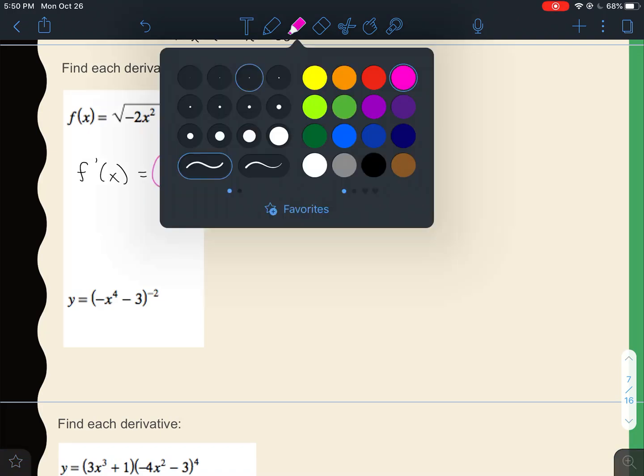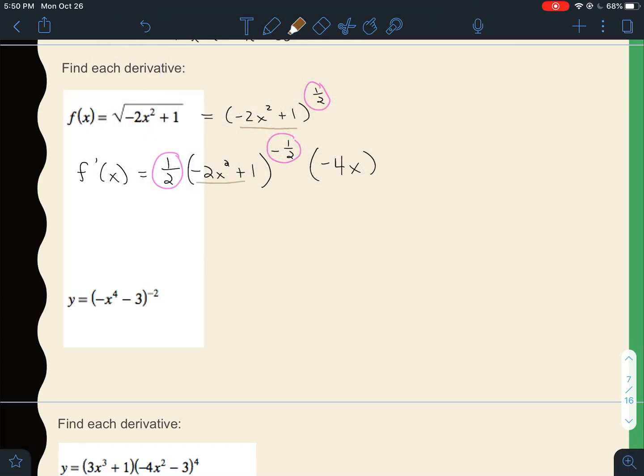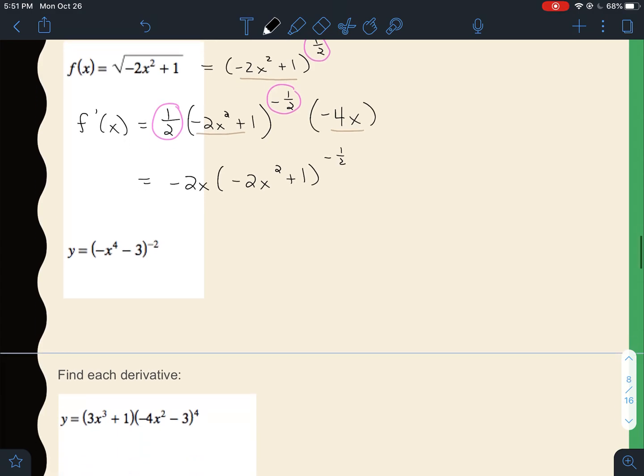So here's the derivative of the outside, and then I left the inside alone, and then here's the derivative of the inside. If I were to multiply this, 1/2 times negative 4x is negative 2x, and then times negative 2x plus 1 to the negative 1/2 power, if I wanted to rewrite it. All right, why don't you guys pause the video and try the one below it? So see if you guys can find the derivative of that using the chain rule.